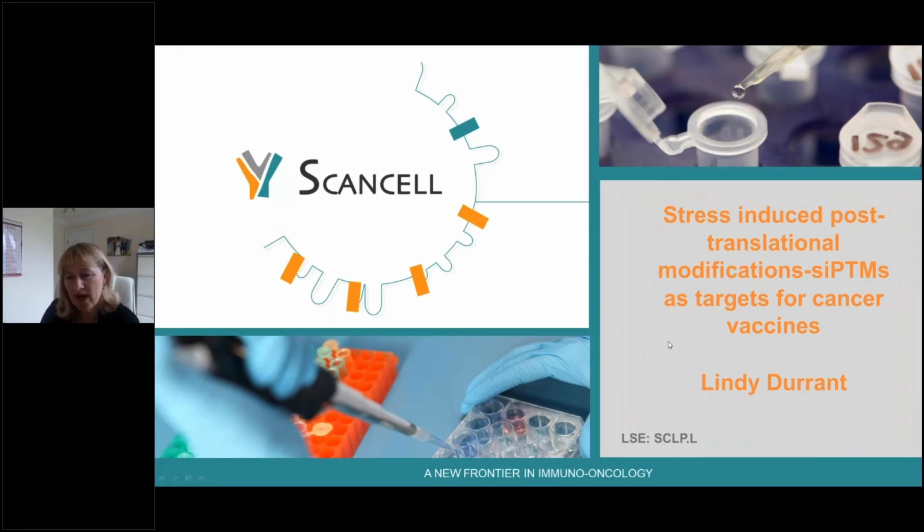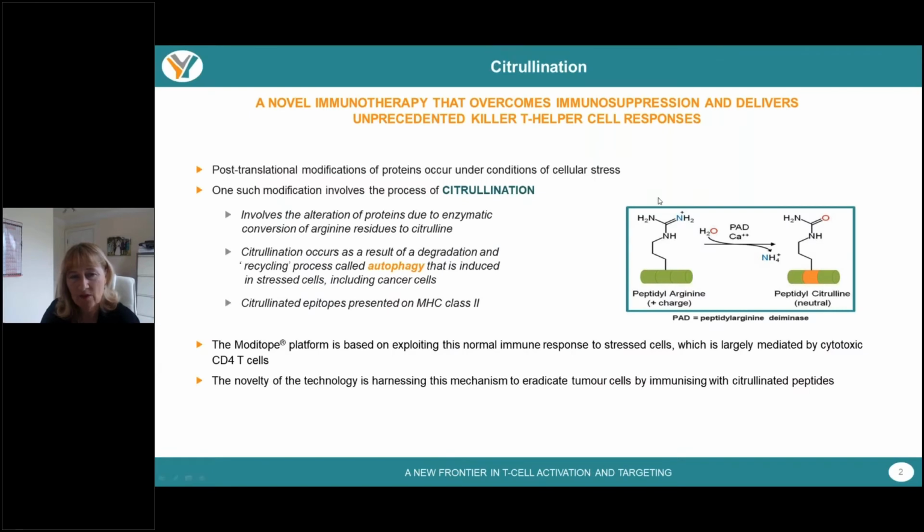What I'm going to talk to you about is stress-induced post-translational modifications as targets for cancer vaccines. So what I'm going to talk to you about predominantly today is the post-translational modification citrullination. And citrullination occurs basically in a polypeptide when arginine is converted to citrulline. And that happens by a series of enzymes called PAD enzymes. And in order to activate the PAD enzymes, you need high levels of calcium. That can clearly be during apoptosis, when the membrane becomes permeable and you get the calcium rushing in.